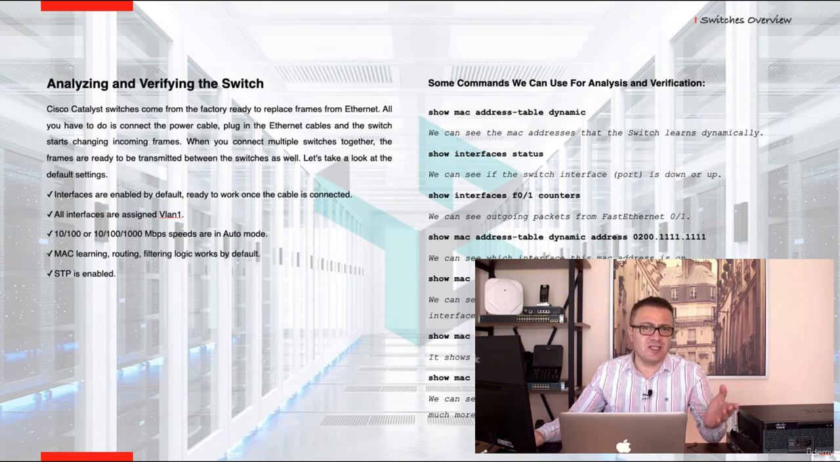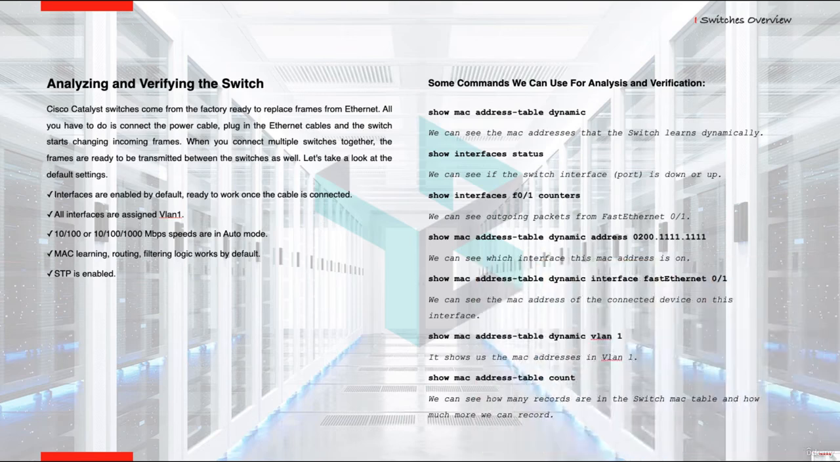If the interface card of our end user device is 100 megabits, when we plug it into the switch, it automatically sets that port to 100 megabits per second. If the end user's computer or whatever device we are plugging in supports 1 gigabit per second, the switch sets that port to 1 gigabit. Apart from that, MAC address learning, forwarding and filtering logic on switches also work by default. The Spanning Tree Protocol we use to avoid looping is also enabled by default.